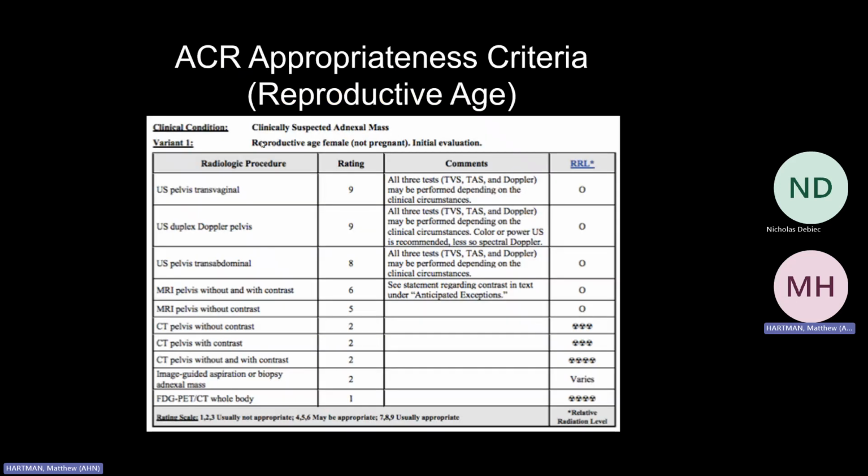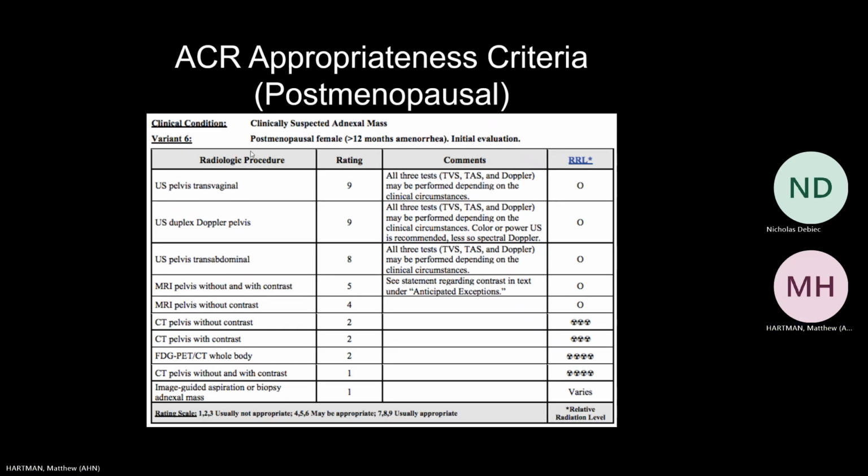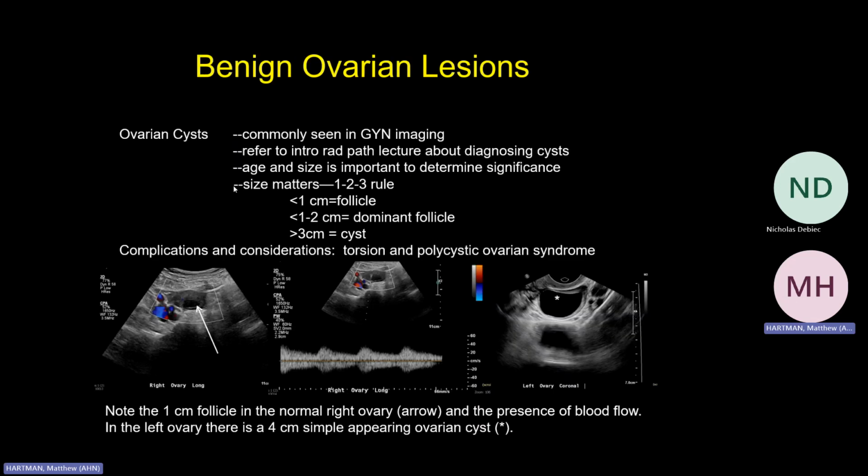So these are the ACR appropriateness criteria. Hopefully everyone's familiar with this. So suspected adnexal mass. This is non-pregnant, reproductive age, and it says start with the ultrasound. If they're postmenopausal, again, start with the ultrasound. So ultrasound is usually our workhorse for working up these adnexal masses.